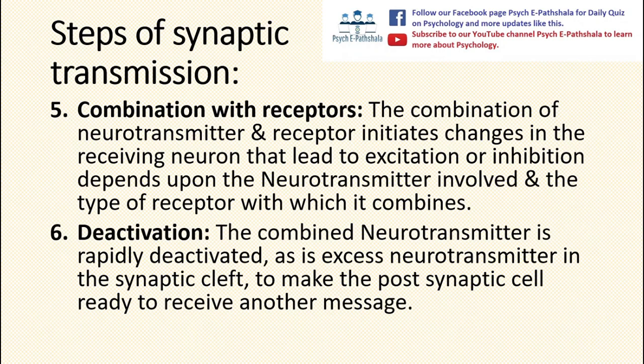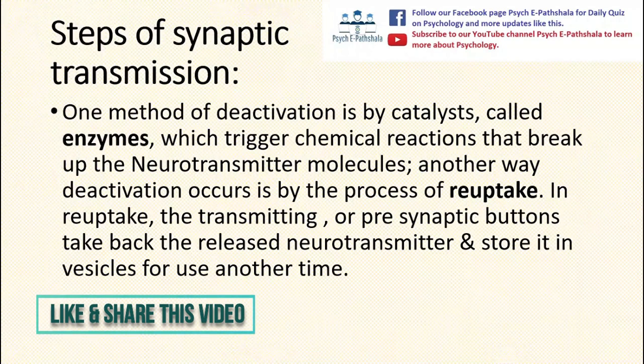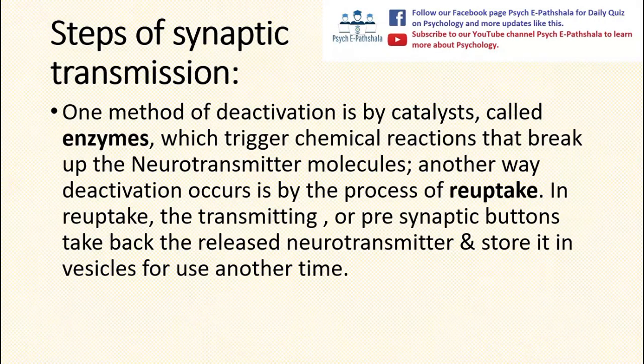The next step is deactivation. The combined neurotransmitter is rapidly deactivated, as is excess neurotransmitter in the synaptic cleft, to make the postsynaptic cell ready to receive another message. One method of deactivation is by the catalysts called enzymes, which trigger chemical reactions that break the neurotransmitter molecules. Another way of deactivation occurs by the process of reuptake. In reuptake, the transmitting or the presynaptic buttons take back the released neurotransmitter and store it in the vesicles for use another time.